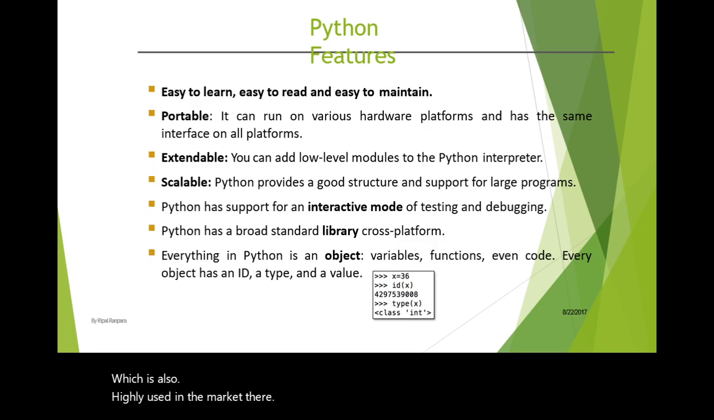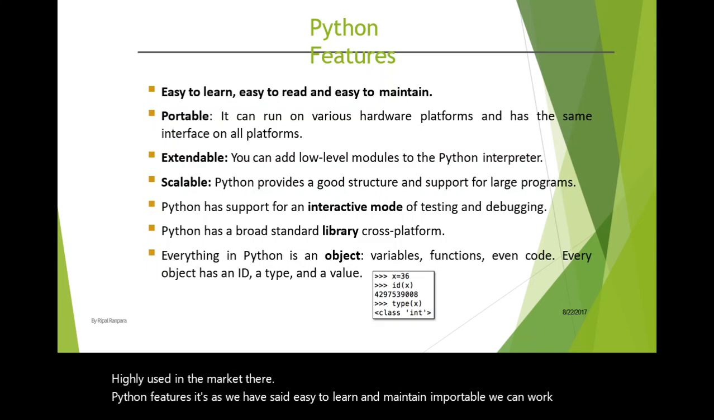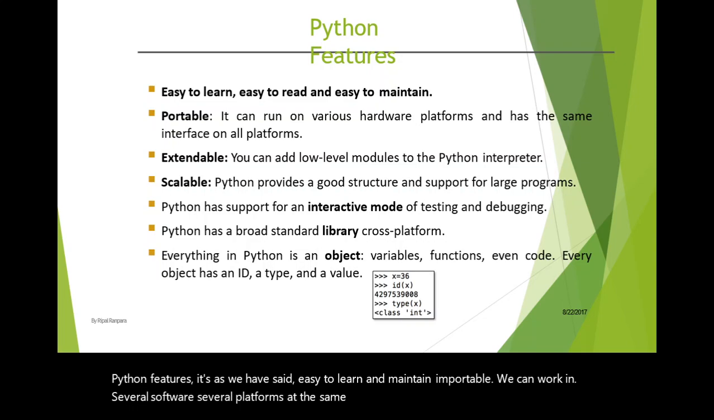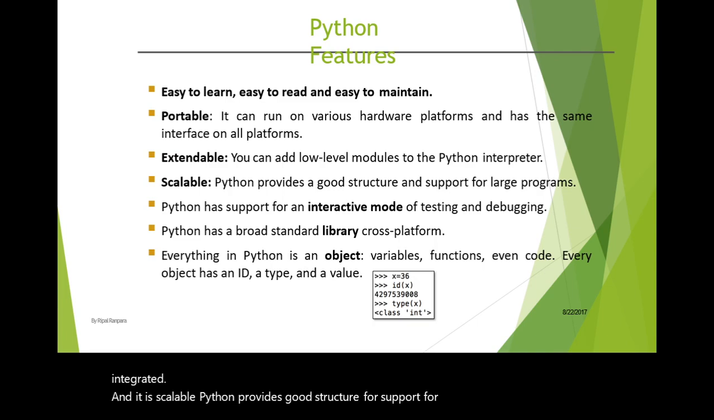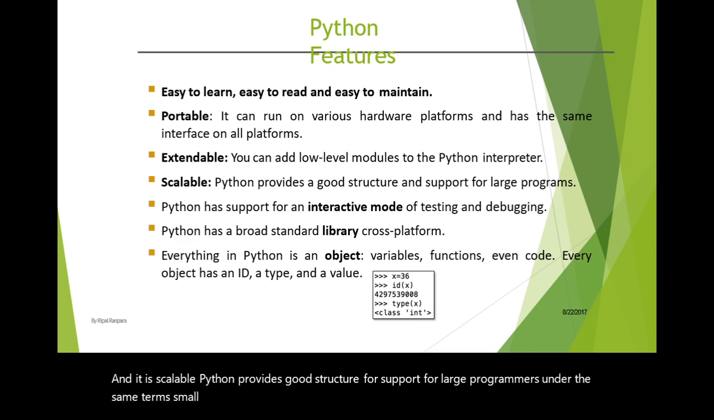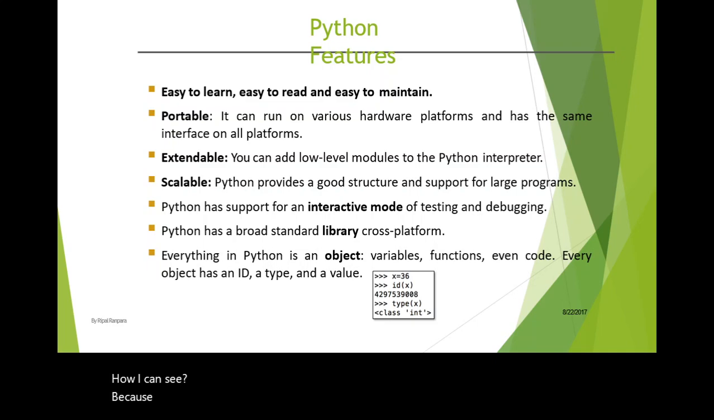Python features: as we have said, it's easy to learn and maintain. Portable: we can work on several software platforms at the same time. Extendable: we can add new libraries accordingly, and it can easily get integrated. And it is scalable. Python provides good structure and support for large programs, and at the same time for small programs. The backend of the well-known Google is based on Python.